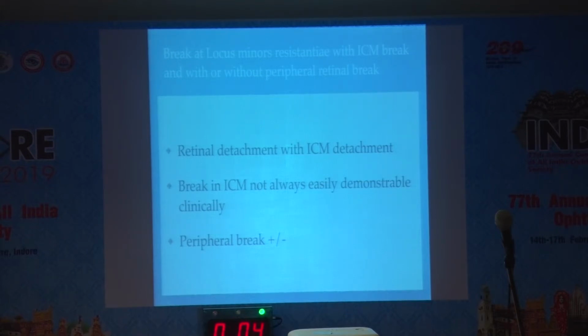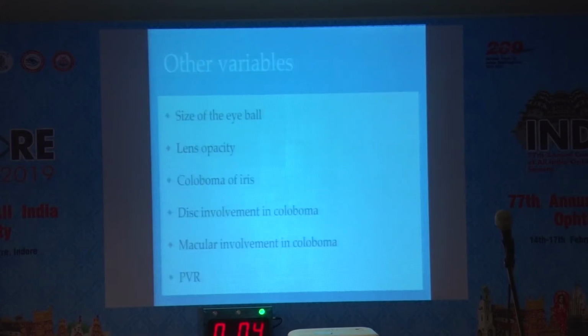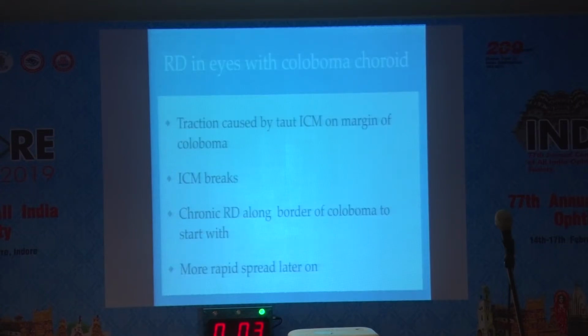So whether it is starting from the subretinal space and then lifting up the ICM because there is a communication established between the two, or it is starting from the ICM detachment and spreading upwards into normal retina, is something which can happen in a given eye in any particular way. So when we manage these cases, the variables we face are the size of the eyeball, lens opacity, coloboma of iris, disc involvement, macular involvement, PVR. I may not be able to cover everything in 10 minutes time, but I'll quickly go over what we can.